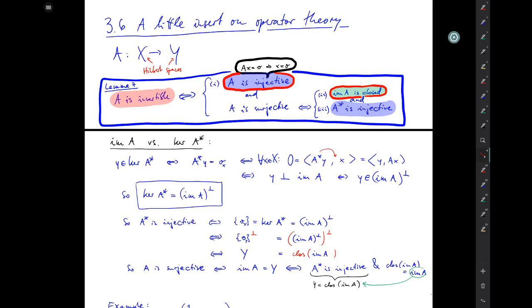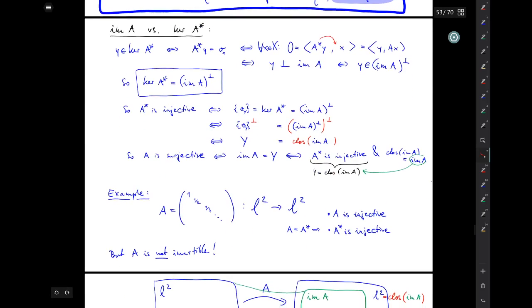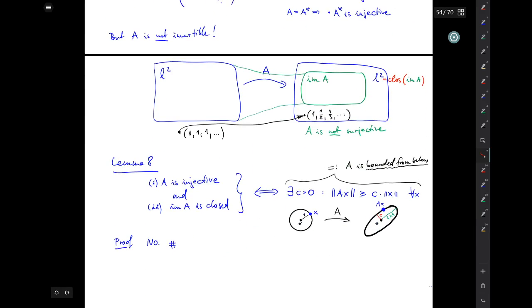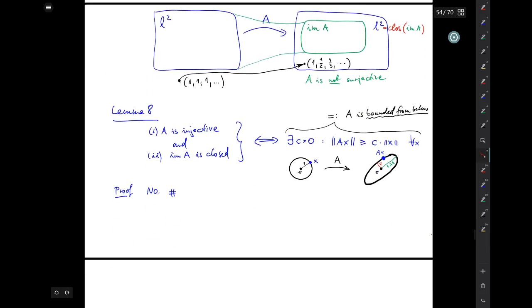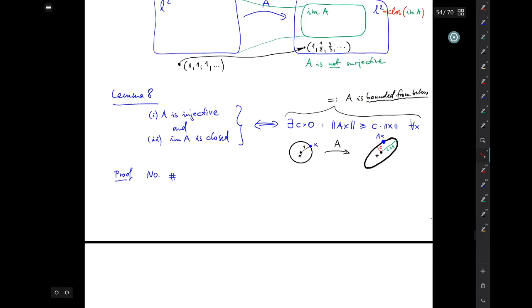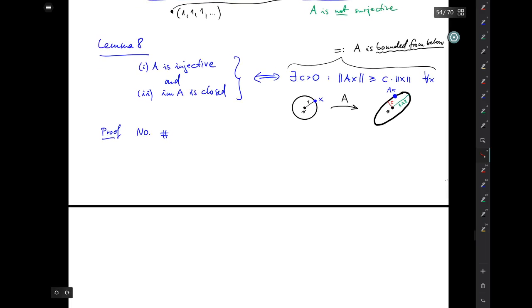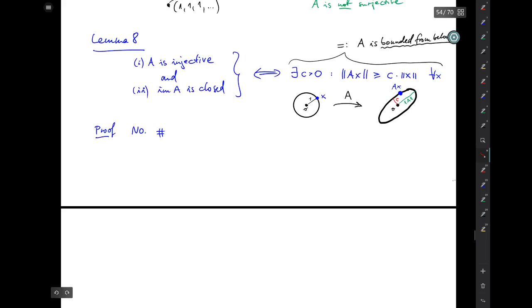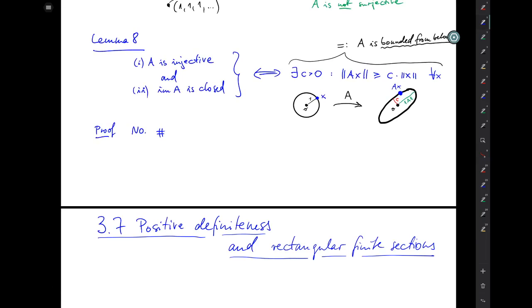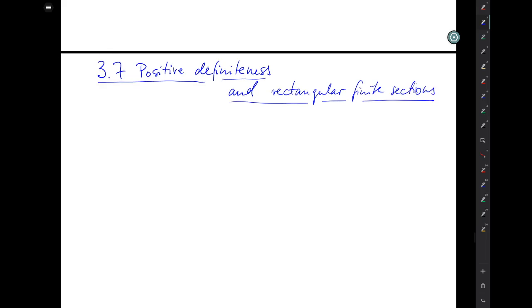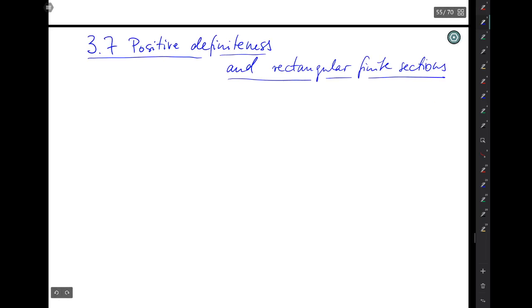So after this little insert on invertibility, injectivity, operators being bounded from below, we are now all set for our next section, which is about the finite section method and sufficient condition for its applicability. Let's call it positive definiteness and rectangular finite sections. Well, we will see what's coming. Let's start with positive definiteness.